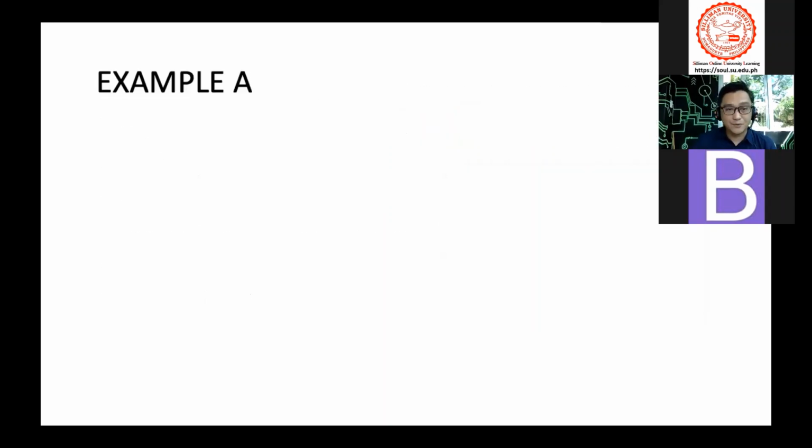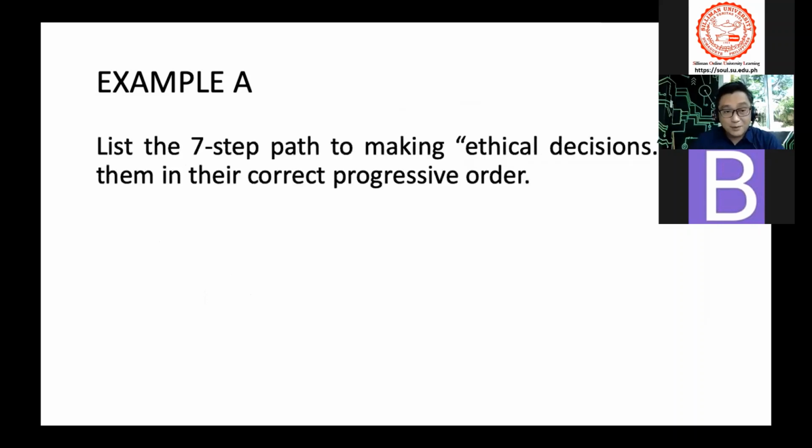Okay, let's take a look at this example. To review the criteria for an effective essay question, let's look at example A, and let's determine if it meets the criteria for an effective essay question. And here's what the question is. List the 7-step path to making ethical decisions. List them in their correct progressive order.